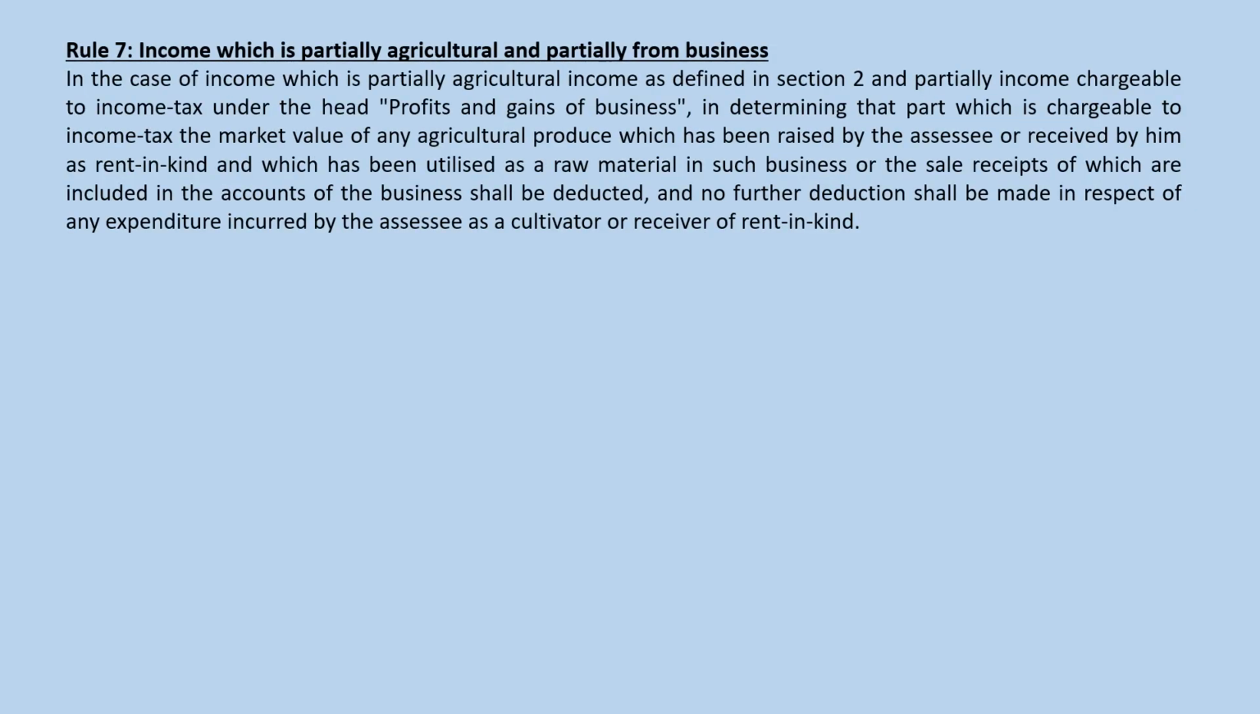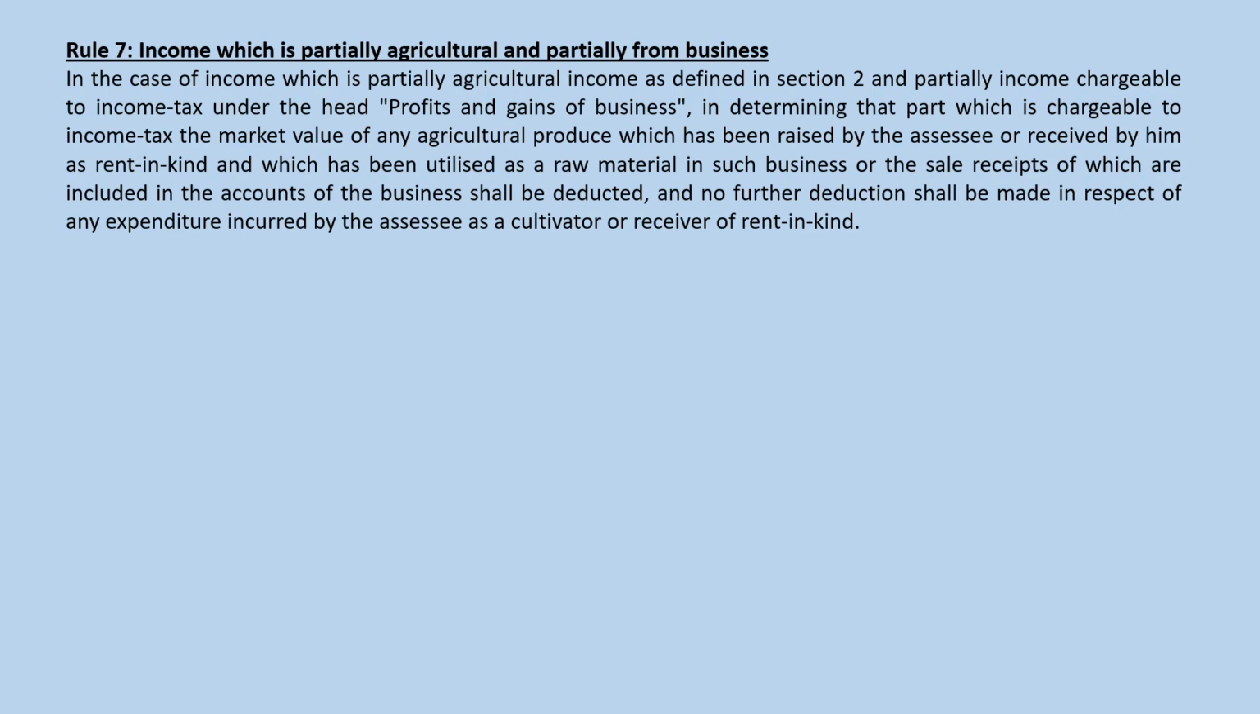Rule 7, income which is partially agriculture and partially from business. In the case of an income which is partially agricultural income as defined in section 2 and partially income chargeable to income tax under the head profits and gains of business, in determining that part which is chargeable to income tax, the market value of any agricultural produce which has been raised by the assessee or received by him as rent in kind and which is utilized as raw material in such business, or the sale receipts of which are included in the accounts of the business, shall be deducted, and no further deduction shall be made in respect of any expenditure incurred by the assessee as a cultivator or receiver of rent in kind.